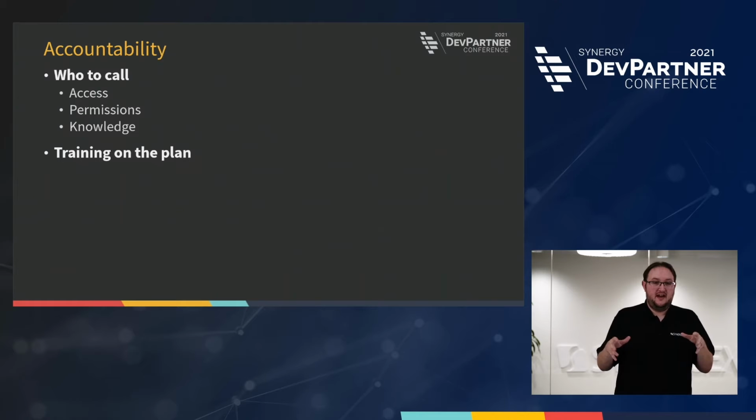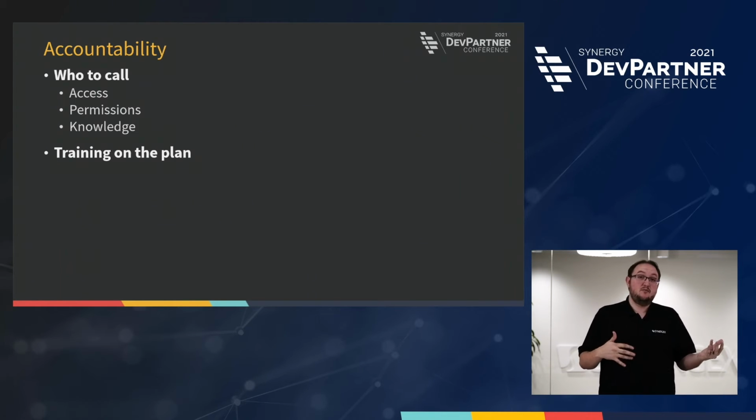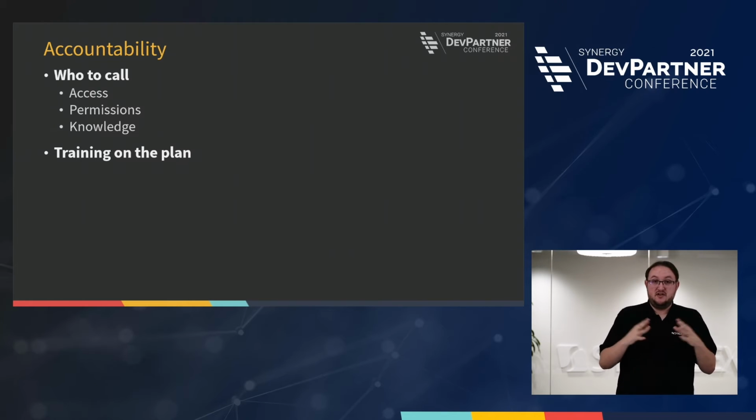Those people should be in your plan, and then you should train them on the plan. They should be a part of the plan. They probably even have input on your plan. And so everyone who's going to be in the plan, anyone mentioned in the plan, any position mentioned in the plan, should have training on how that plan goes.